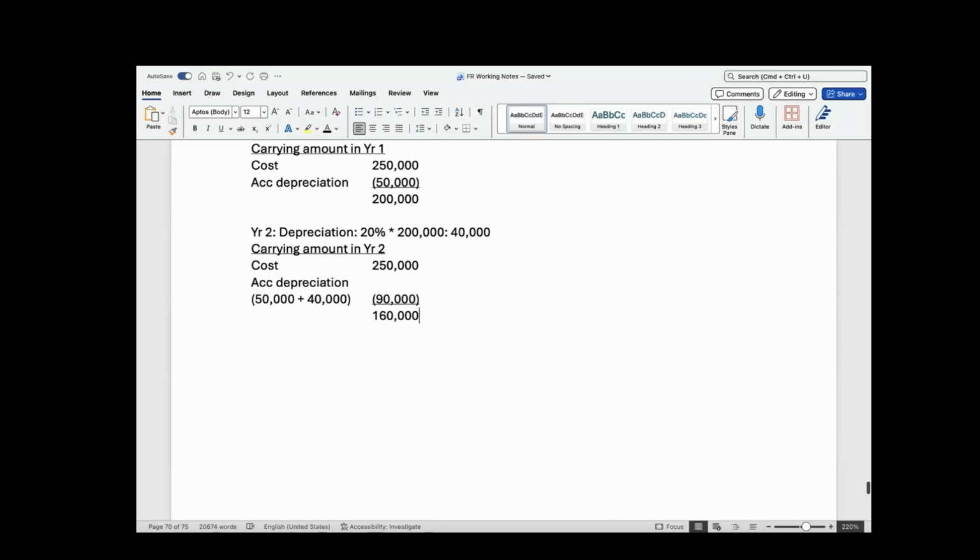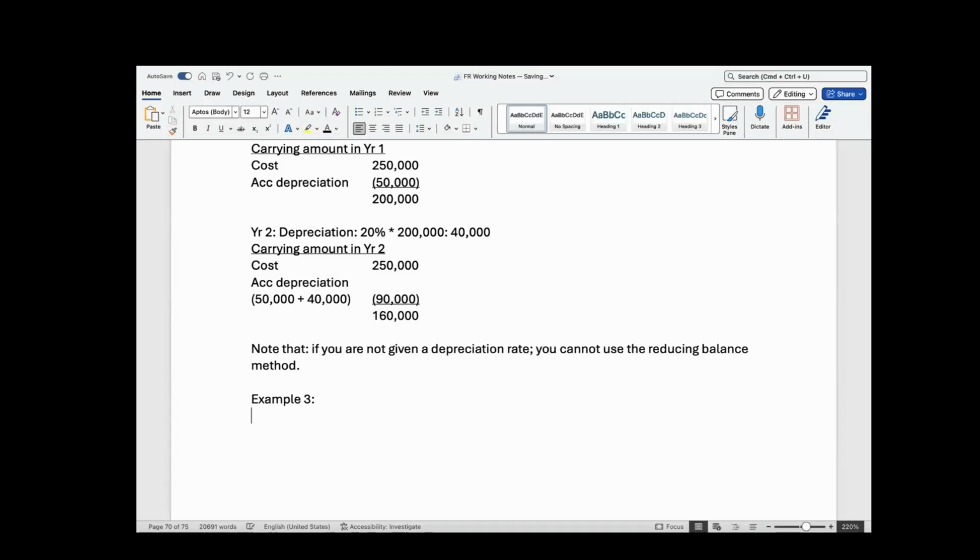Note that if you are not given a depreciation rate, you cannot use the reducing balance method. So don't even complicate it at all. That's the simple principle. If you are not given depreciation rates, you cannot use the reducing balance method. You can only use it when you have a depreciation rate.